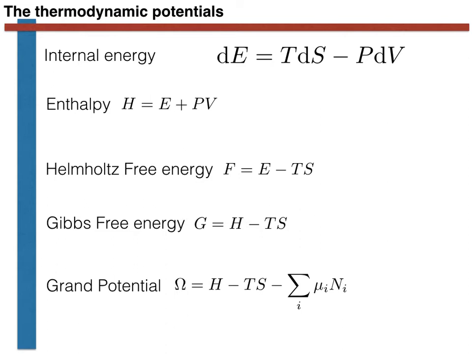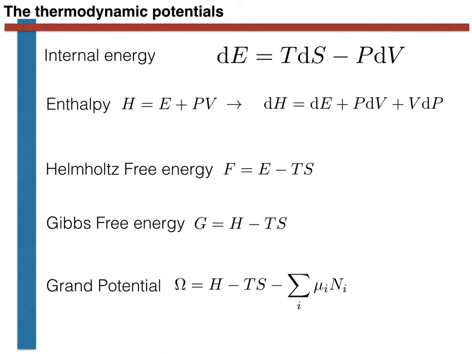Once you have memorized these definitions for the various thermodynamic potentials, you then need to know how to derive expressions for the infinitesimals. This is straightforward. Taking the enthalpy as our example, you simply use the product rule as shown here. You are thus left with dH equals dE plus PdV plus VdP.